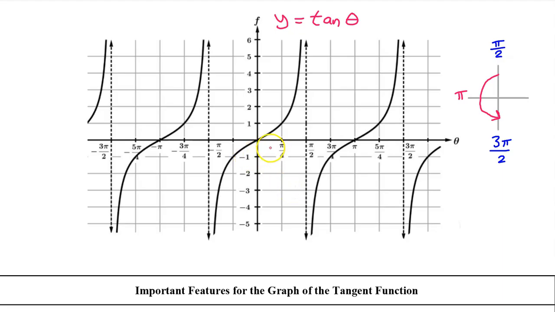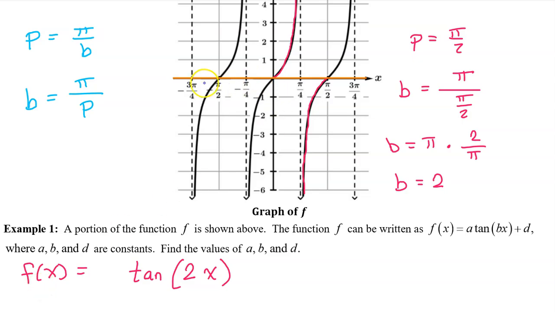The a value is the vertical dilation compared to the parent function. So let's examine some output values on the parent function. At the quarter period, the output value is 1. Let's compare that to the output value of f at the quarter period. First of all, where is the quarter period? Well, remember that a full period goes from asymptote to asymptote. So from the middle to one asymptote will be half the period. So the quarter period will be right here halfway between the intercept and the asymptote.